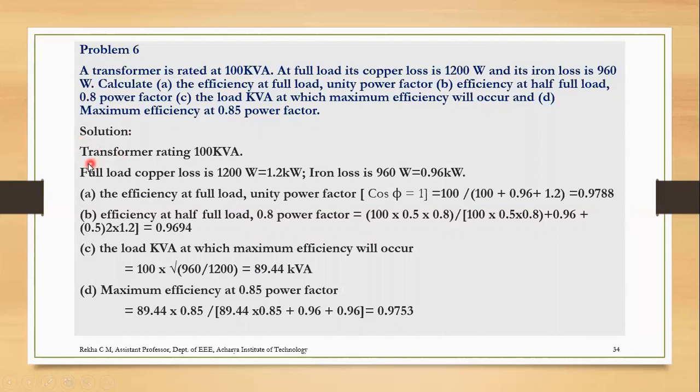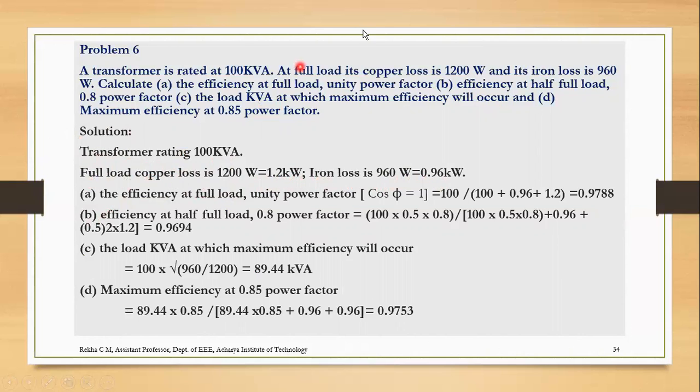Now look at the solutions. Write down the given parameters. Transformer rating is given as 100 kVA. Full load copper loss is given, so I'm just writing in terms of kilowatts as 1.2 kilowatts. Iron loss is given again as 960 watts, in terms of kilowatts it is 0.96 kilowatts.